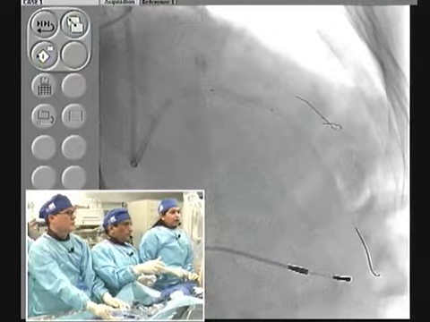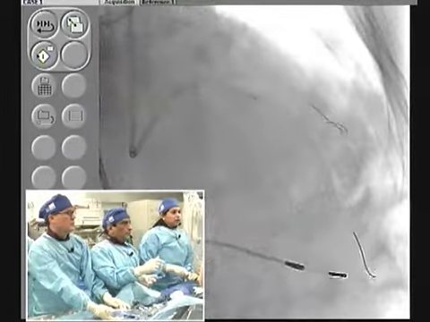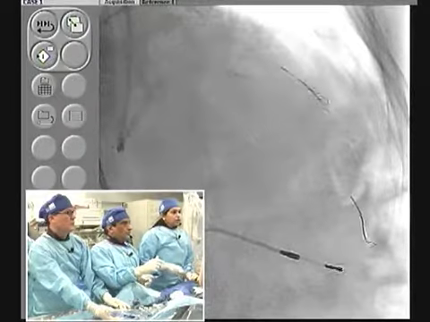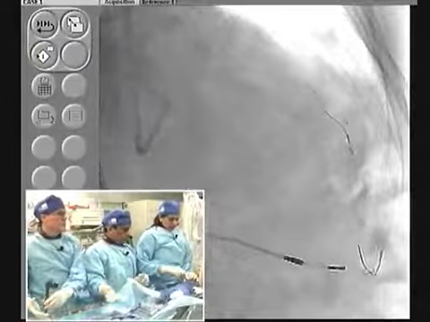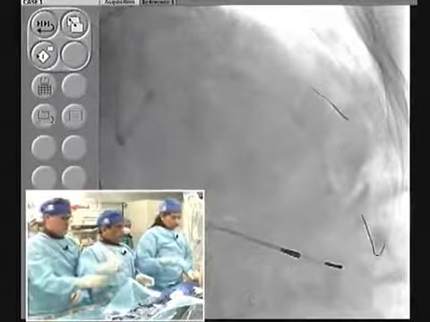Now you have to be very careful when the guide gets sucked in, the wire goes distally. As long as that is not happening, now you can take out both the balloons at the same time.